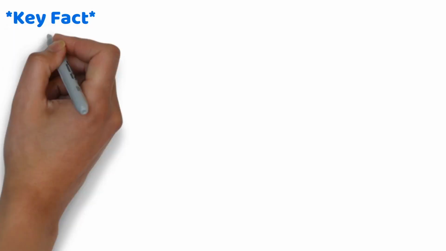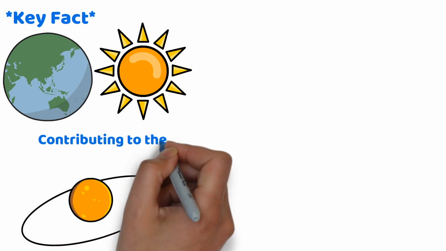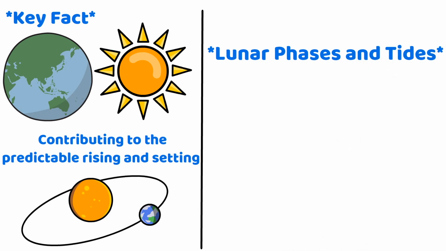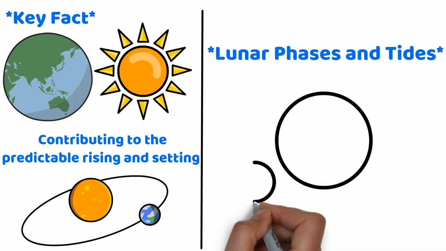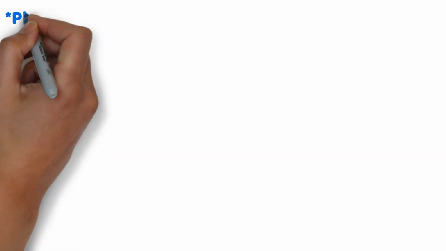Key fact: the Earth, like all planets, orbits the sun in a nearly circular path, contributing to the predictable rising and setting of the sun and other celestial phenomena. Lunar phases and tides. The moon's appearance changes through its monthly cycle due to its position relative to Earth and the sun. Phases of the moon.